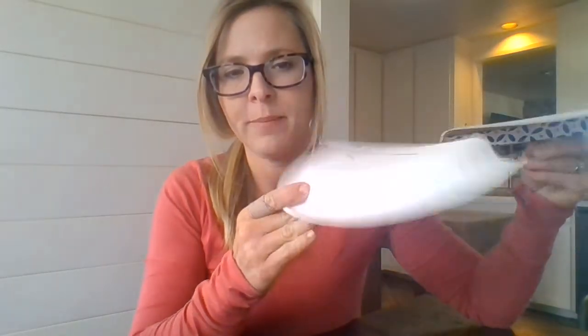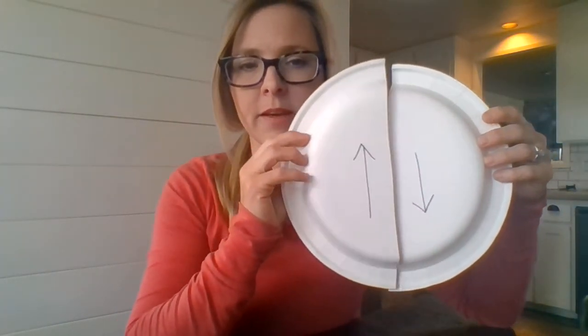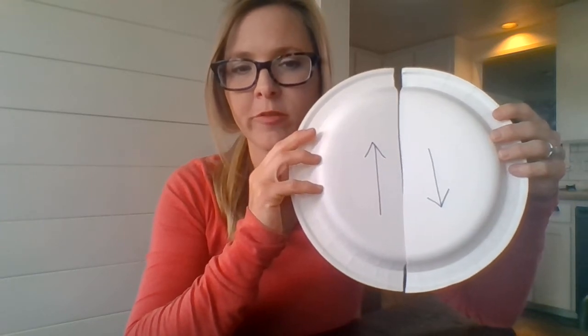Okay, now it's time for activity 3. So activity 3, you'll need a paper plate. Honestly, you could use just a sheet of paper if you wanted to. And you're going to cut it in half. And I put some arrows on the back of this one to show you the direction of plate movement.